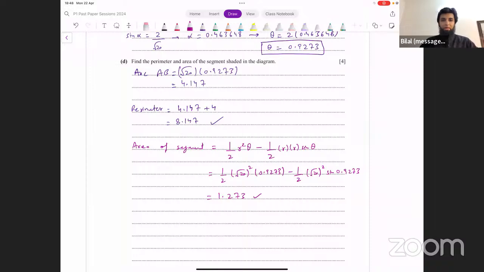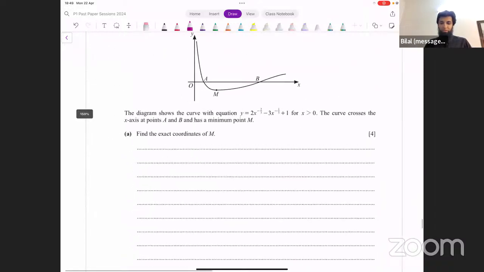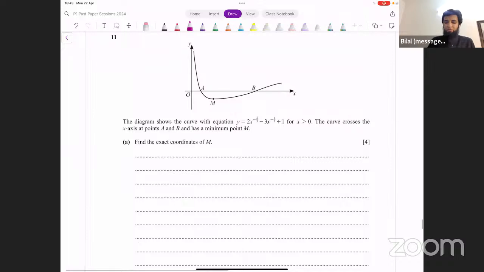Okay, good. Let's look at the last question then, question number 11. It says the diagram shows the curve with this equation for x greater than 0. The curve crosses the x-axis at points A and B and has a minimum point M. Find the exact coordinates of the minimum point M. M is the turning point.